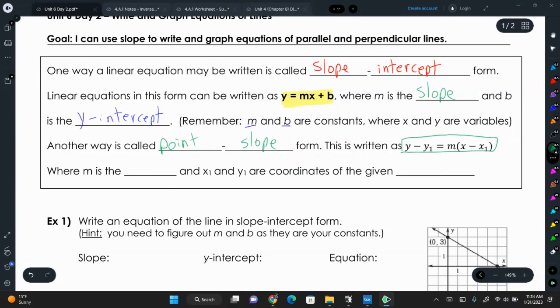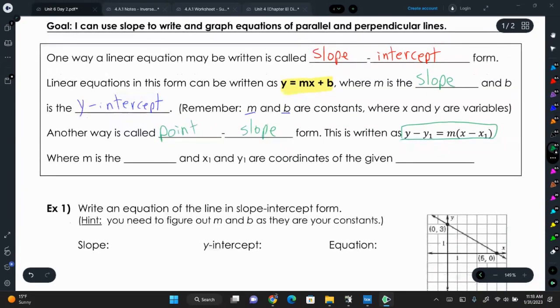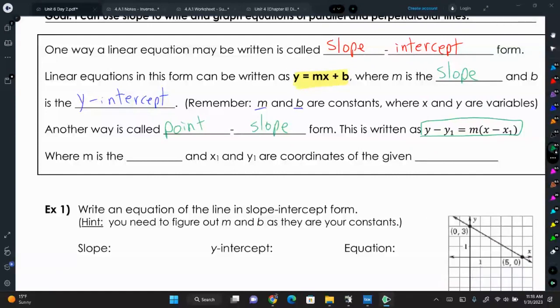That looks confusing, but once you learn it and use it often, it actually becomes much easier than slope-intercept form. M is still the slope, and notice x1 and y1, those are the coordinates of a given point. So that's why it's called point-slope form. You have a point and a slope. And again, x and y don't change, but we have y1 and x1, which is a point that we're given. So we're going to be using both today.